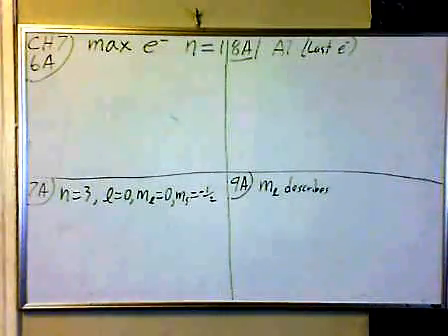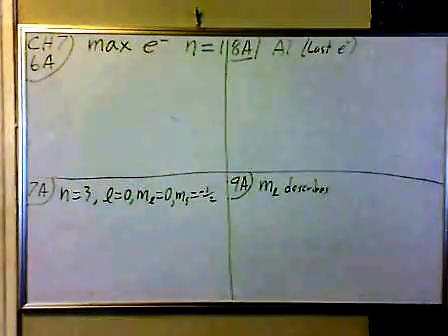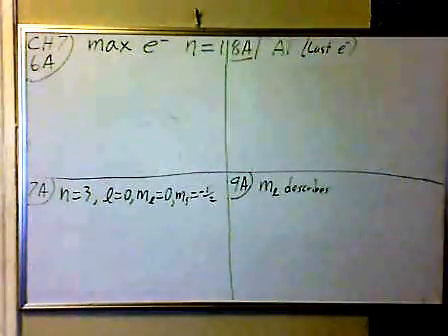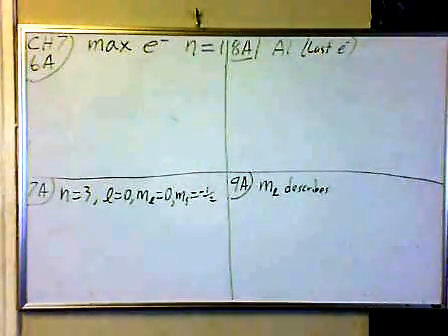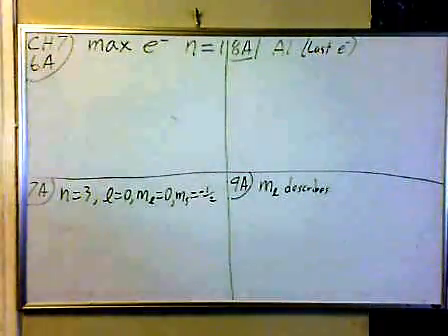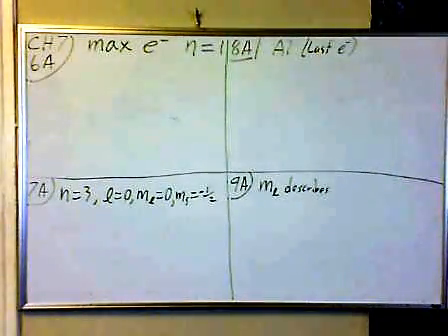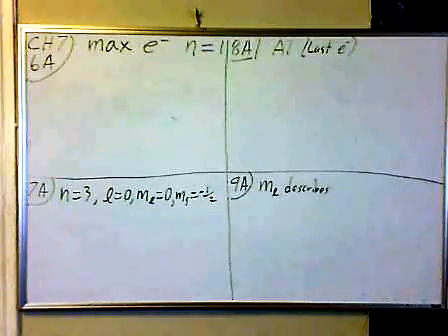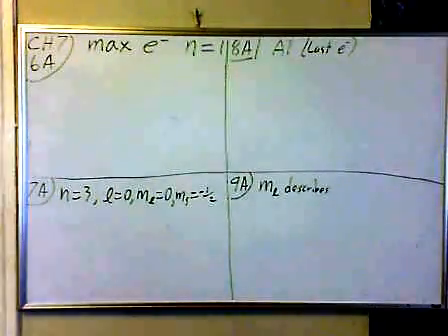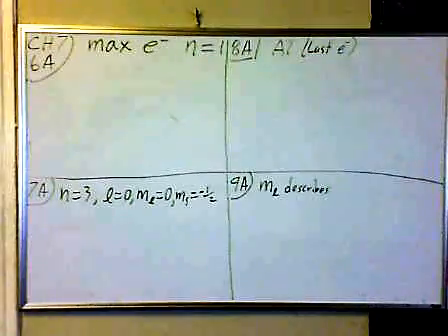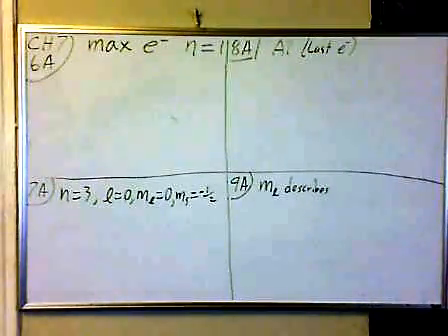and we use these 4 quantum numbers to describe the properties of our electrons. Those 4 quantum numbers are n, which is the principal energy level, and n is a counting number, starts at 1, goes up to infinity.